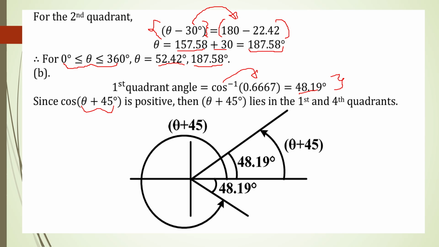Now, since the expression was positive, we first get the two angles of that cos expression. Cos is positive in the first quadrant and it's also positive in the fourth quadrant. So the first quadrant is 48.19 degrees. The second is going to be 360 minus 48.19 degrees. After getting those two angles, we equate them to the expression of the angle that was given in the question, which is theta plus 45 degrees.